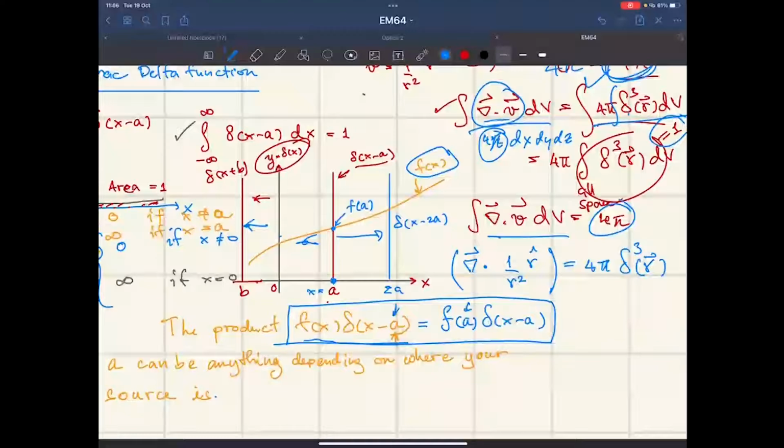Yeah, no questions? Okay. So it doesn't mean that we have to use only r-hat over r square here. We can write down the general form of it like that. Okay, the divergence of any function here. It can be anything, right? Equal to 4 pi. Okay, we use this a lot also.